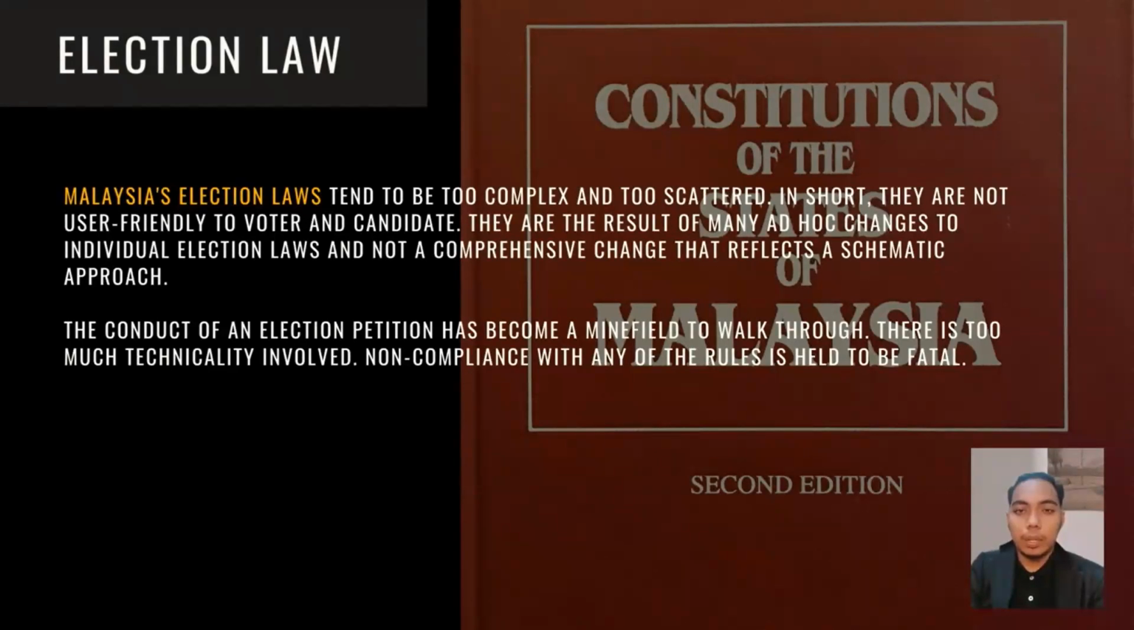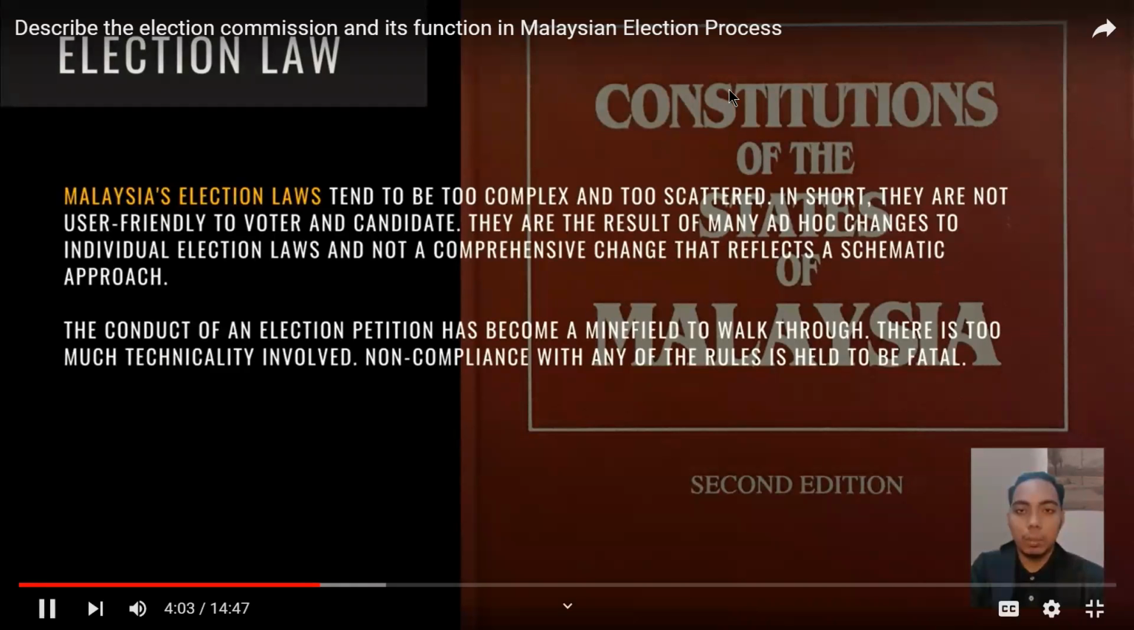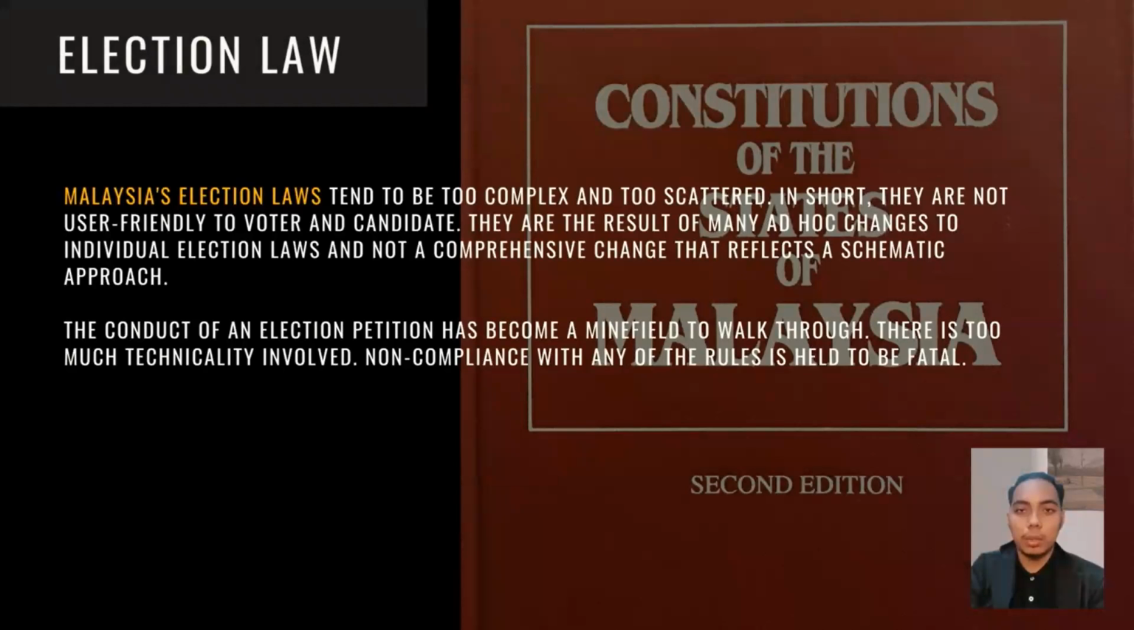They are the result of many ad hoc changes to individual election laws and not a comprehensive change reflected by a schematic approach. By scattered, we mean that our election laws are found in several places rather than a single document. These statutory instruments, purporting to deal with different aspects of our election system, are thus known only to those who have a need to handle them, whether lawyer or layperson. Unlike our election laws, one does not have to go on a voyage of discovery to ascertain the land laws of the country.